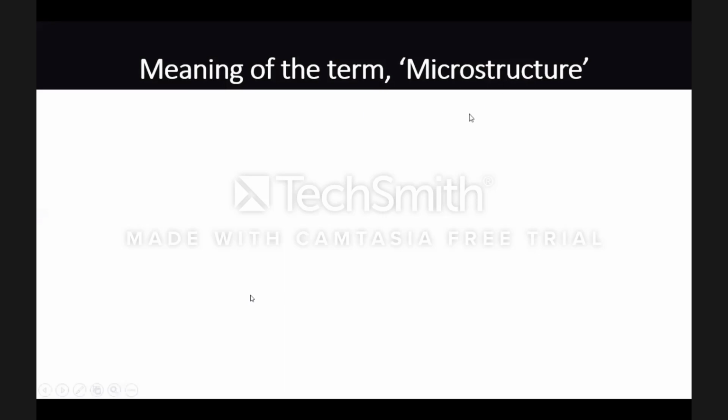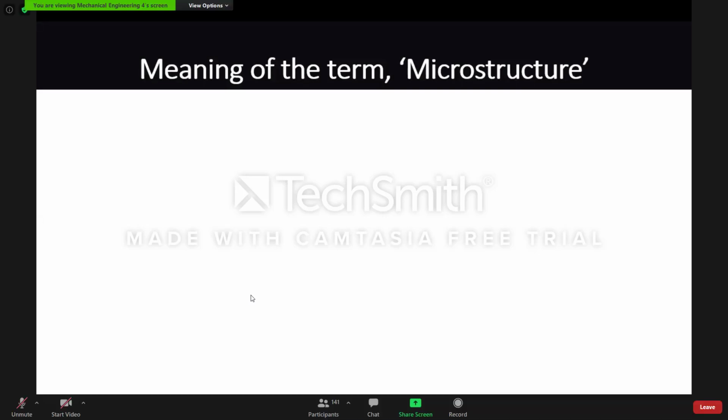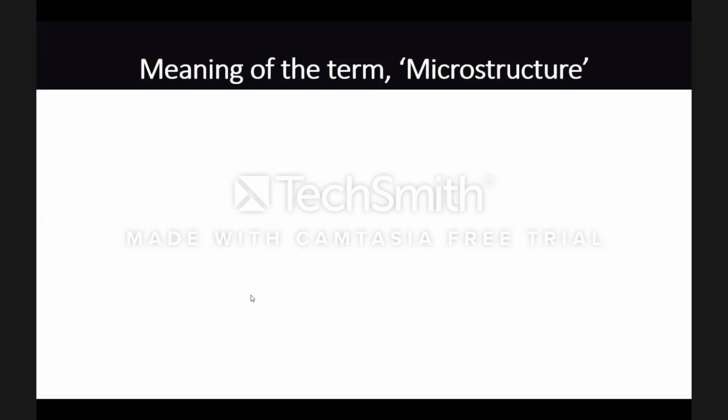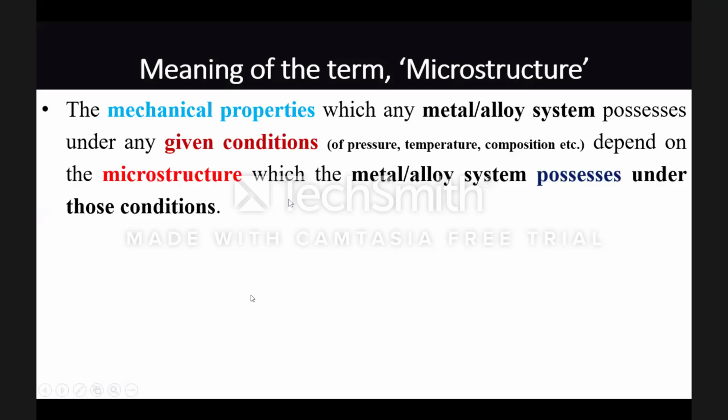But before we start learning how to make changes or manipulations in this microstructure, we must know what is meant by this term, what all makes up the microstructure of a metallic system.